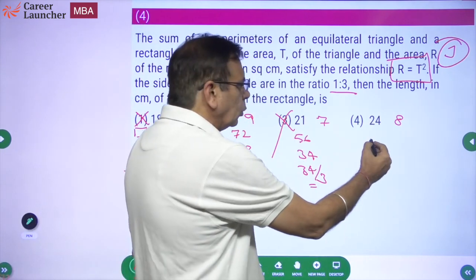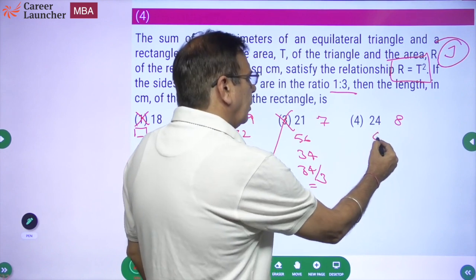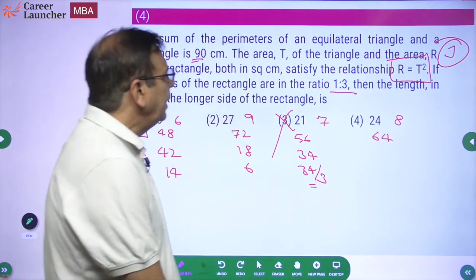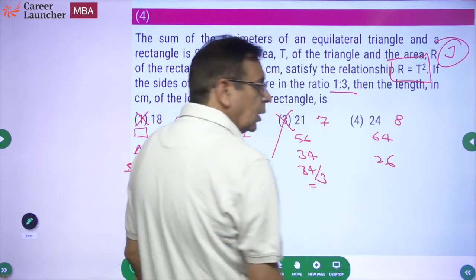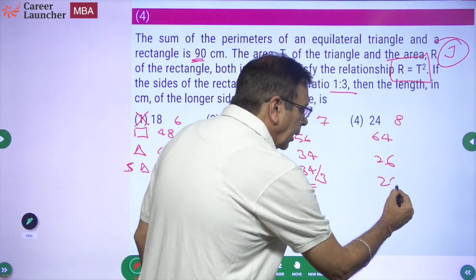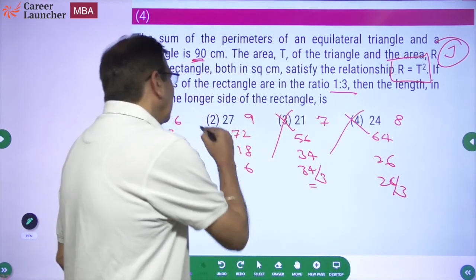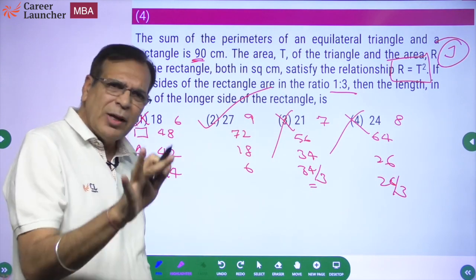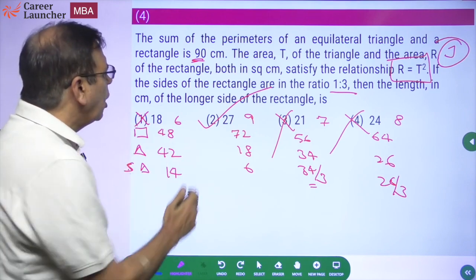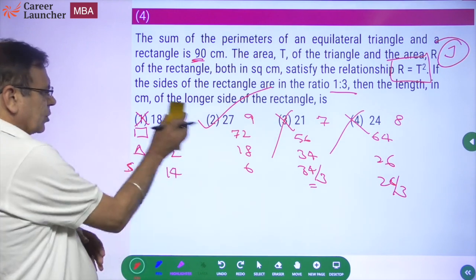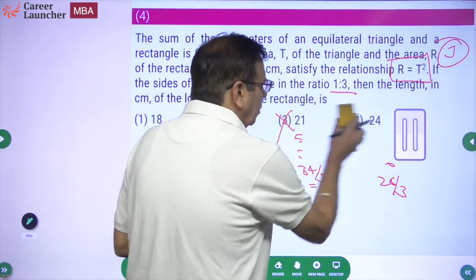24 plus 8, 32. Perimeter of this will be 64. And that means perimeter of the triangle will be 90 minus 64, so 26. So each side is going to be 26 by 3. ये भी गलत है ना यार, यही आंसर होगा. विश्वास नहीं होगा? चेक कर लेते हैं. Okay, let's check out. Okay, what is the area of this particular? Okay, let me just remove the other stuff. जो काम की चीज नहीं है हटा देता हूं.